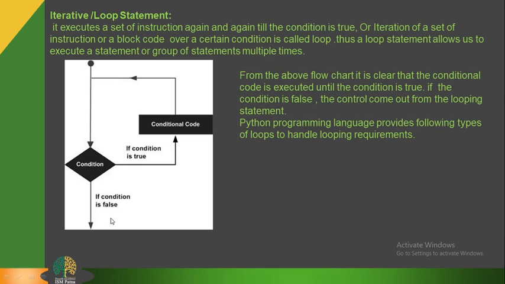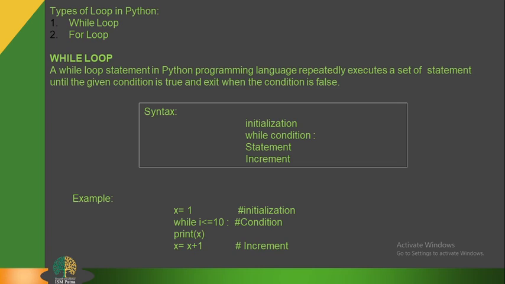Now it has two categories. The first one is the while loop and the second one is the for loop. In this session, I am going to discuss only the while loop. So what is a while loop? According to the definition of loop, a while loop also provides us the facility to execute a program repeatedly. It executes a set of statements again and again till the condition is true and exits if the condition is false.